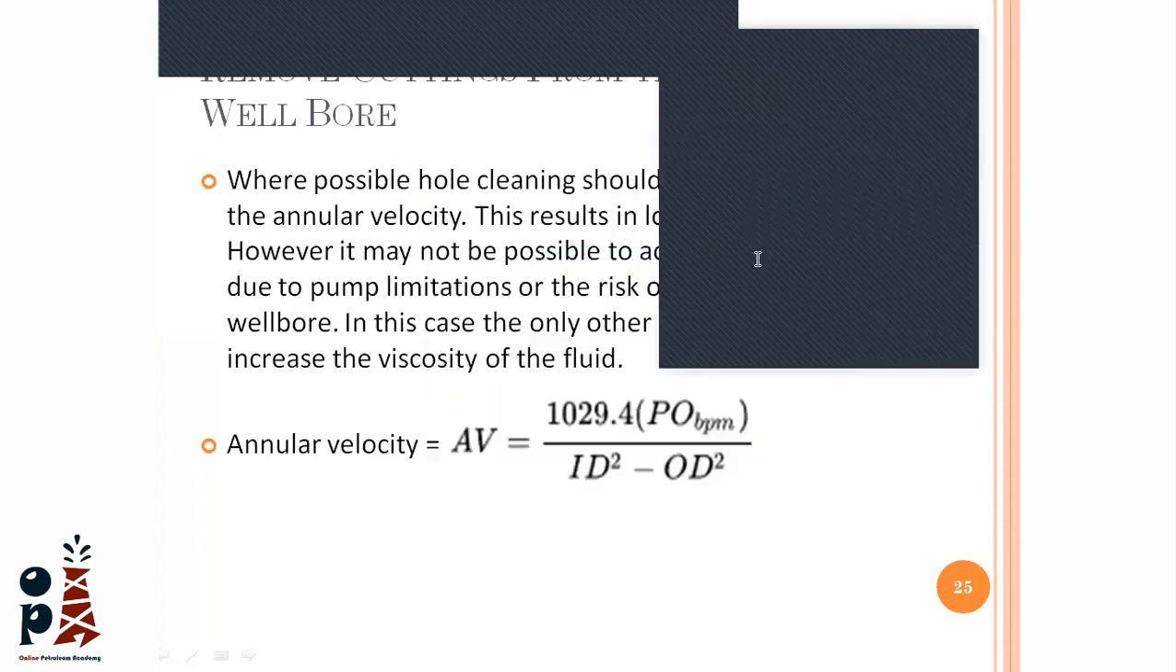Okay, BO is the pump output. The pump output will be in barrel per minute. It's like gallon per minute. Okay. ID of the hole, OD of the drill string. Okay. Clear now?